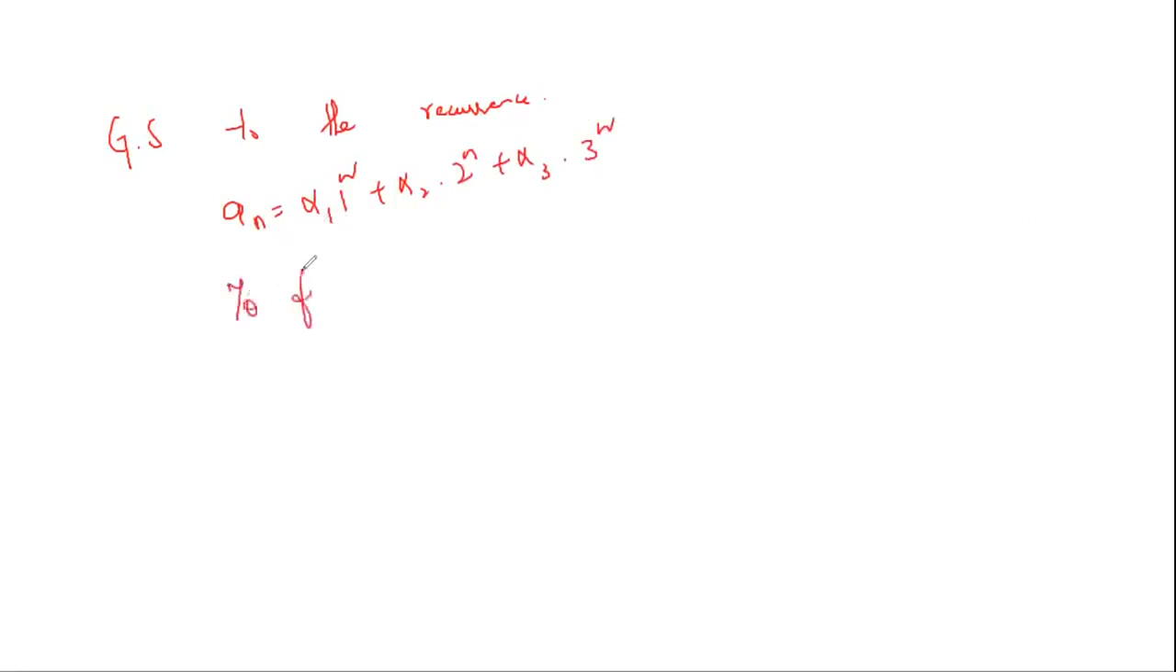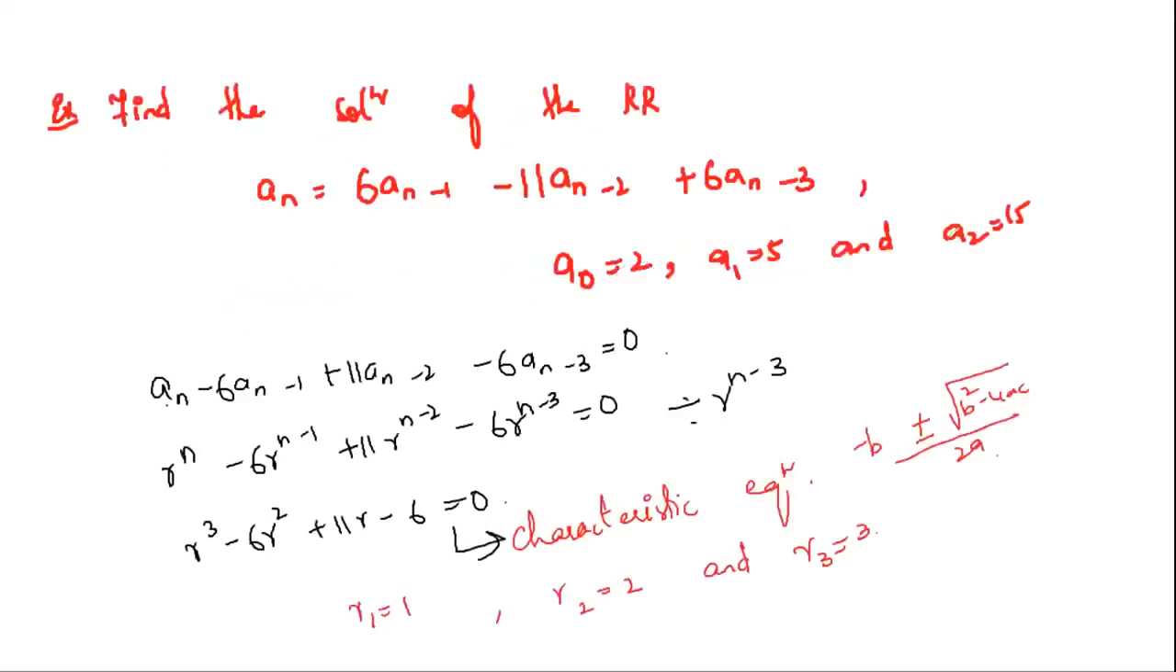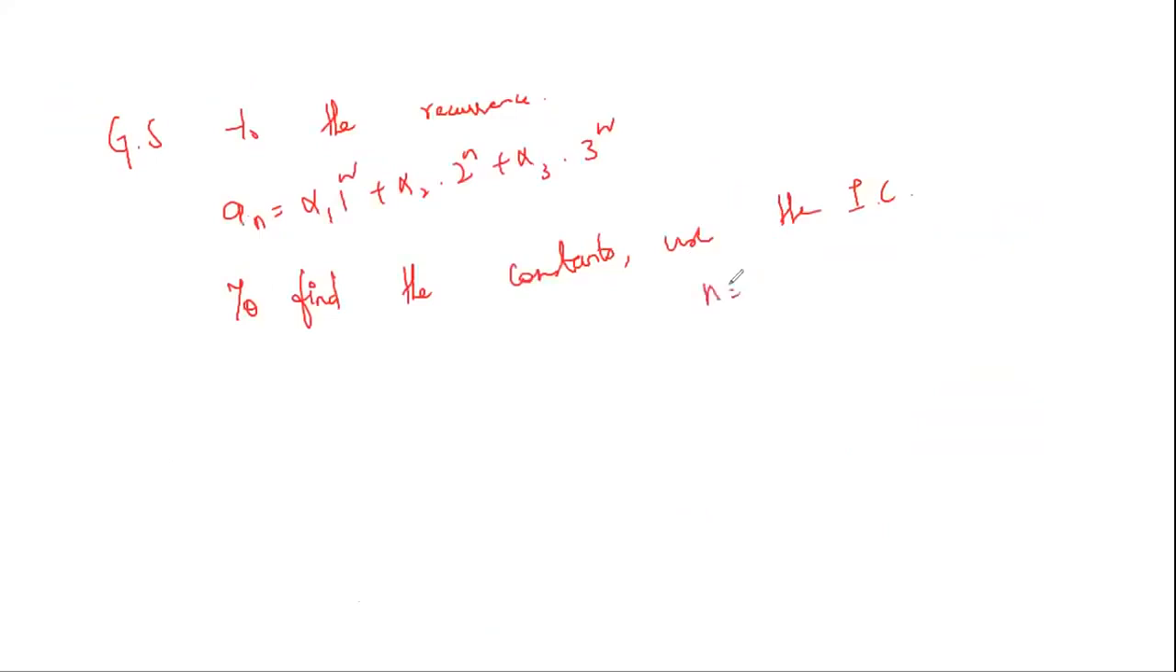So let's just mention that. To find the constants, use the initial conditions. Now what are the initial conditions? A0 is 2, A1 is 5, A2 is 15. How are we supposed to use the initial conditions? Substitute n is equal to 0, 1 and 2.